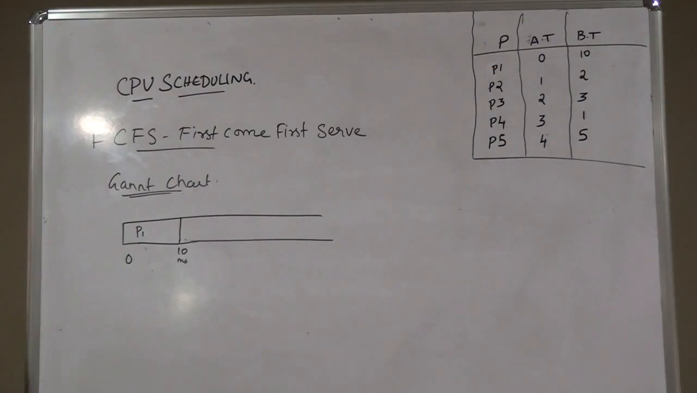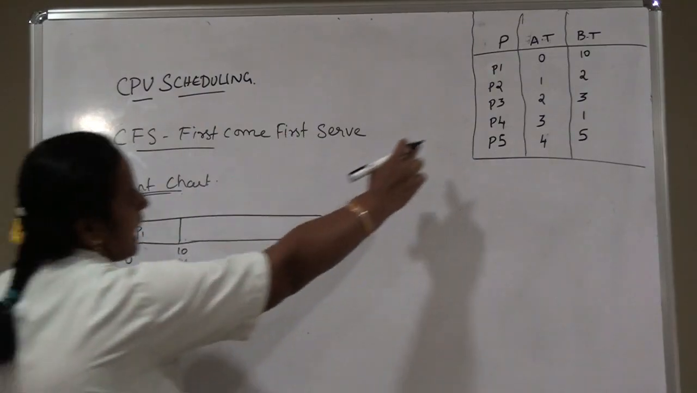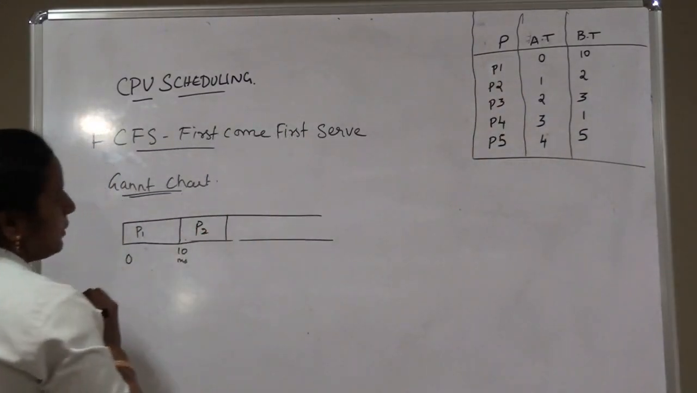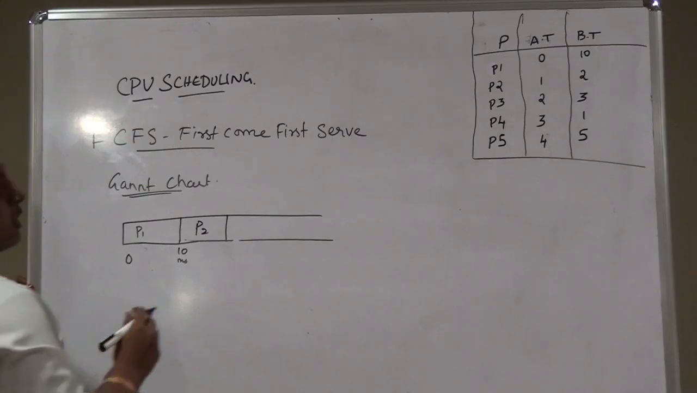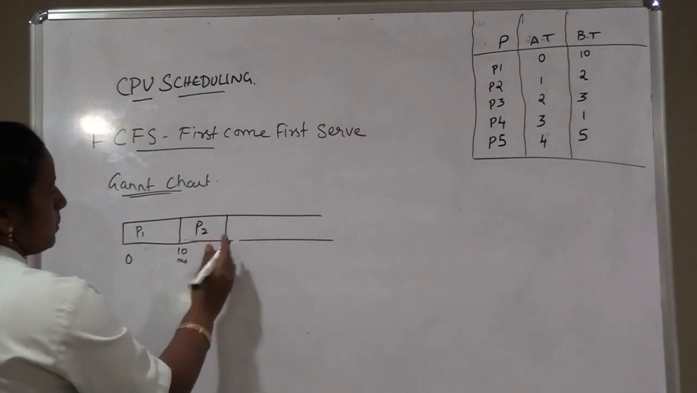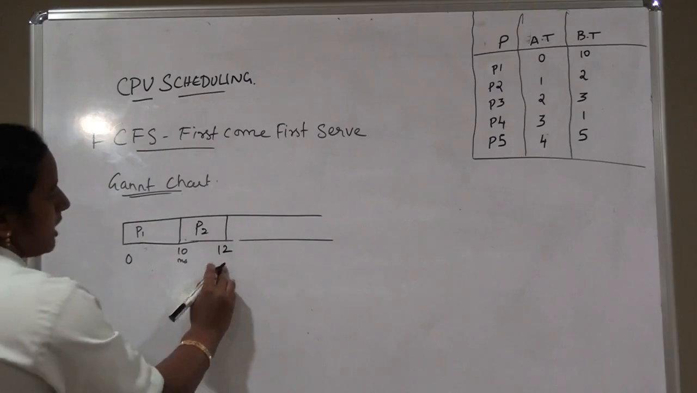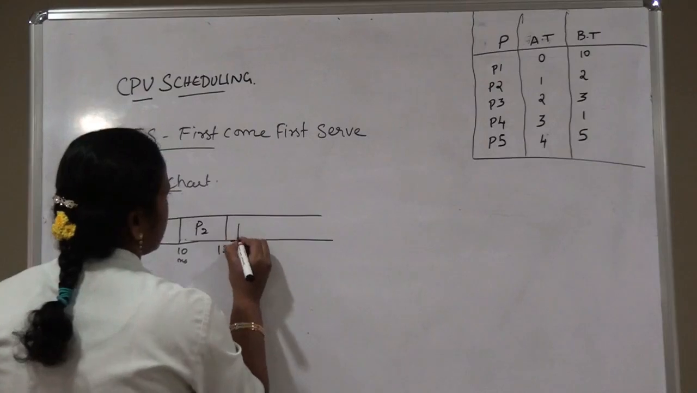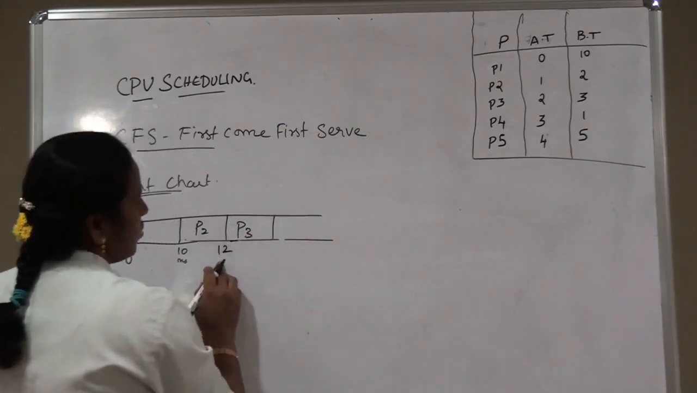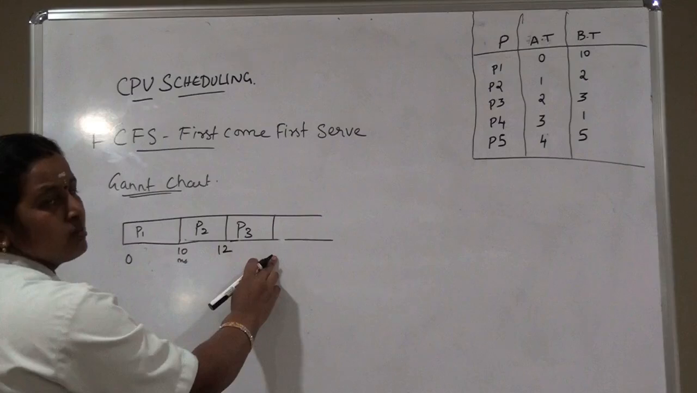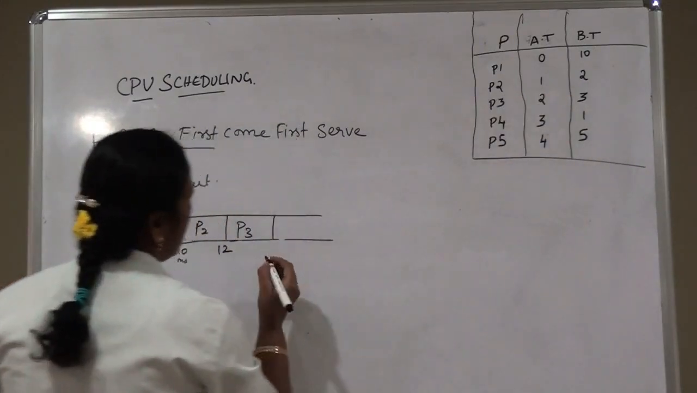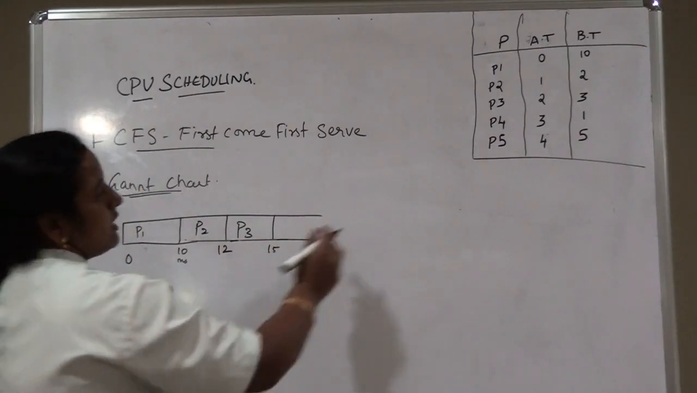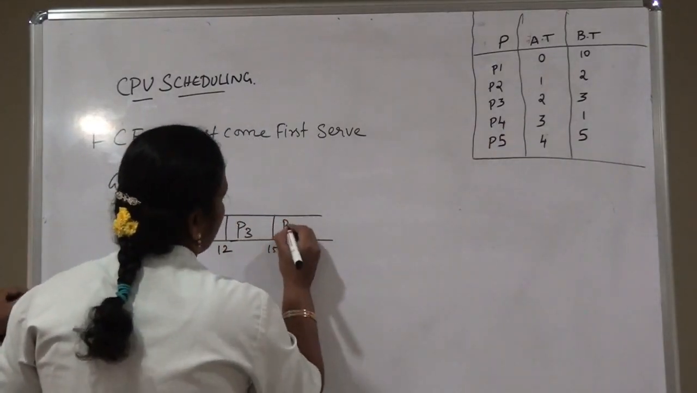After P1 completes, the next process is the second one that arrived, P2. The burst time of P2 is 2, so 10 plus 2 is 12. After P2 completes, P3 enters. The burst time of P3 is 3, so 12 plus 3 is 15. The next process is P4.